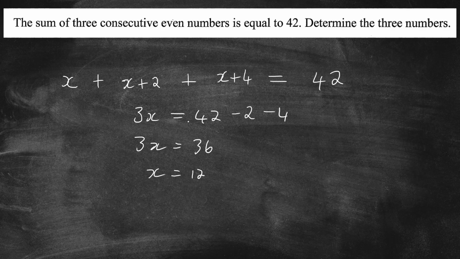Now, don't just go back to the question, what did they ask? They said determine the 3 numbers. So don't stop there. The 3 numbers would be x, x plus 2, and x plus 4. So it would be 12, 14, and 16. Okay, done.